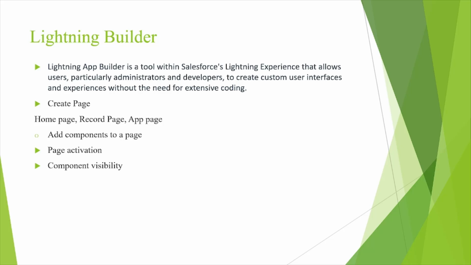Like we can create a page. Which types of pages can we create? We can create a home page, record page, and app page. In our custom page, we can also add components, like custom components as well as standard components. After creating our page, we have to activate it so that it will be visible on our UI. So let's jump in and understand with an example how to create a home page, record page, and app page step by step.